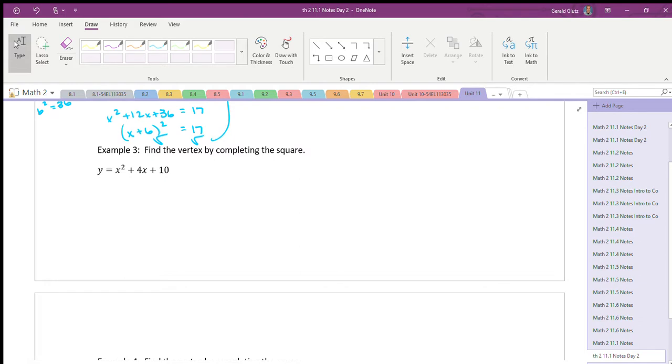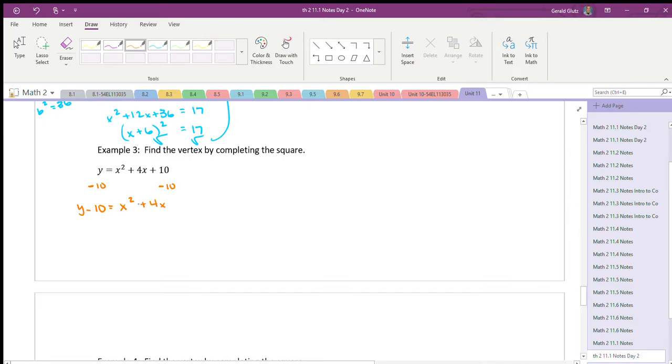So example 3, this time we're going to find the vertex by completing the square. It's pretty similar to what we're going to do. First thing I'm going to do is subtract c. I'm going to subtract 10 on both sides. So now on the left I have y minus 10. On the right I have x squared plus 4x.